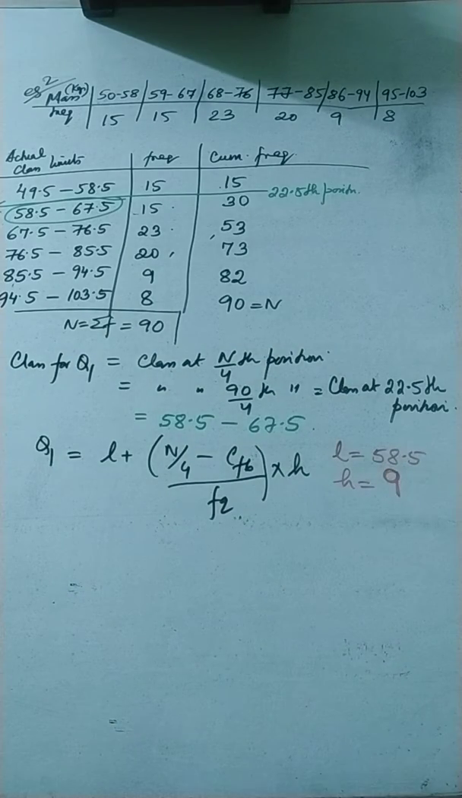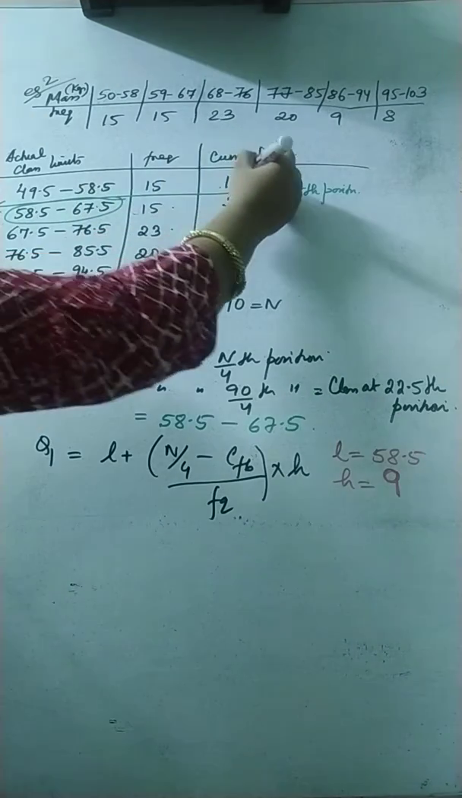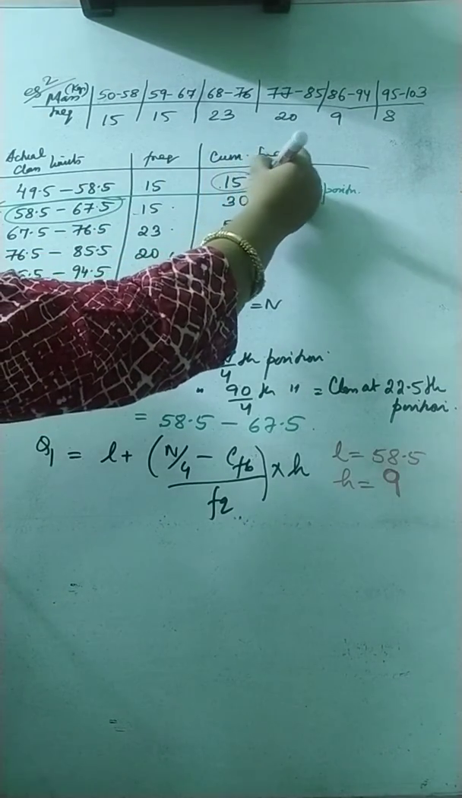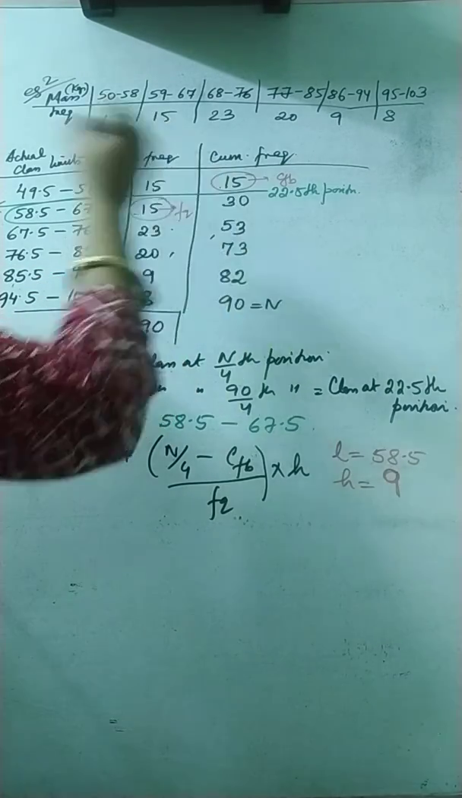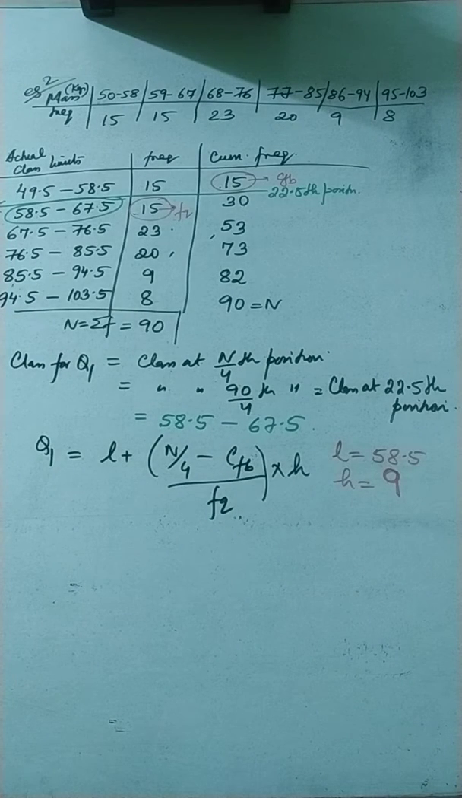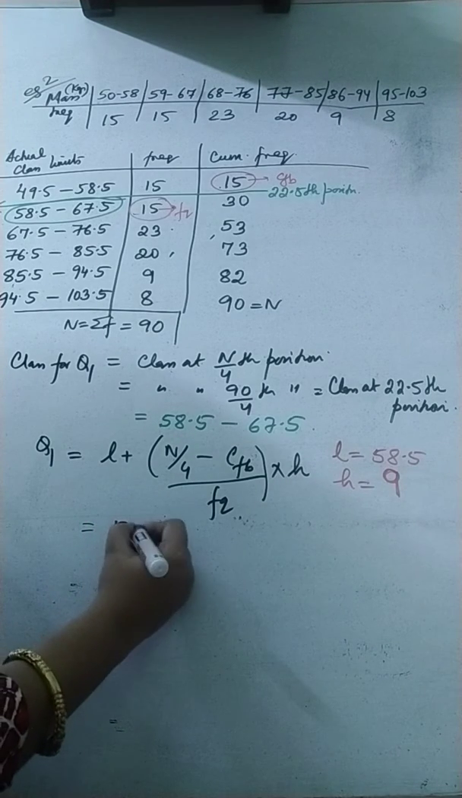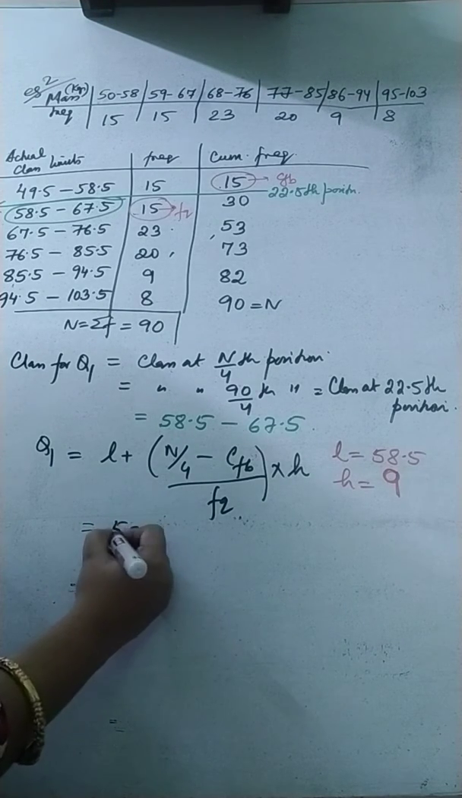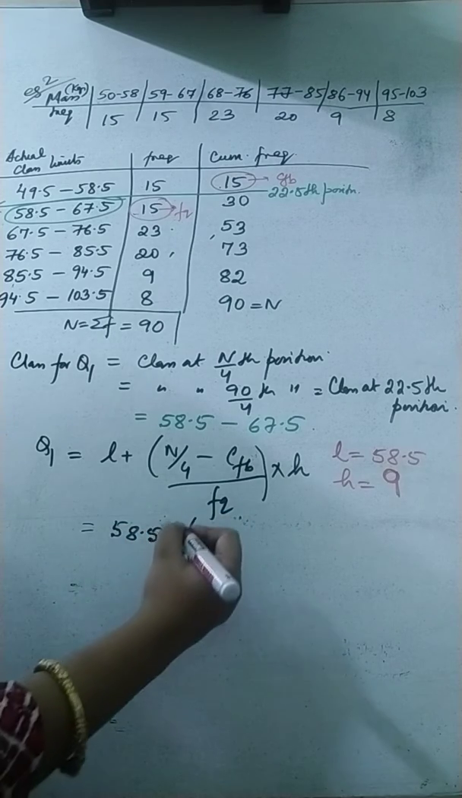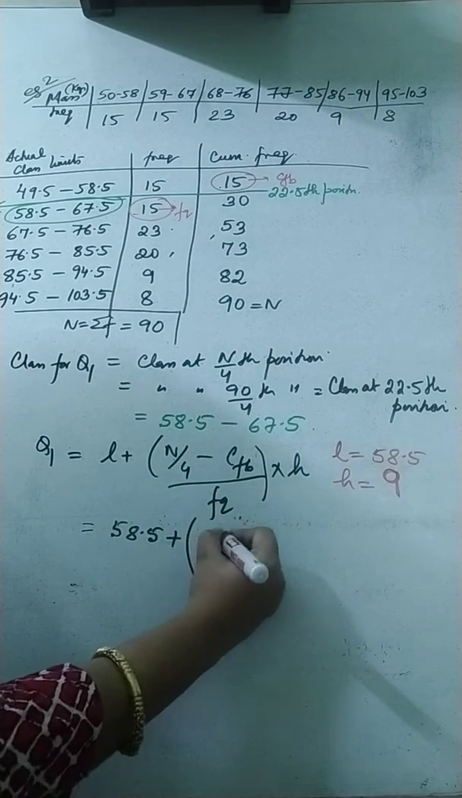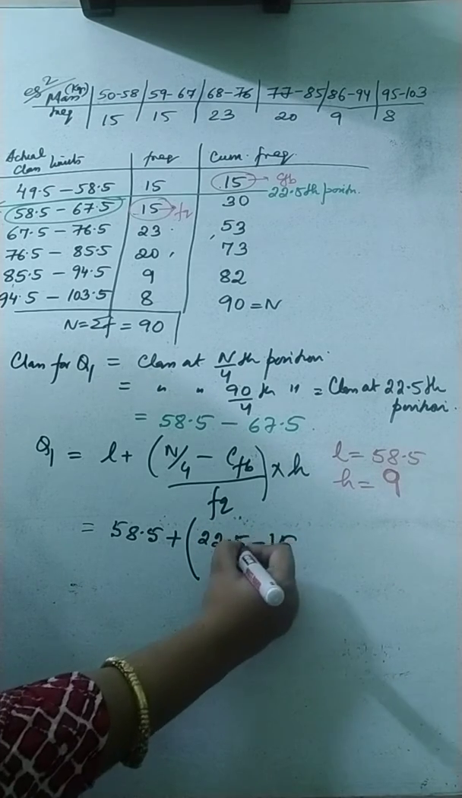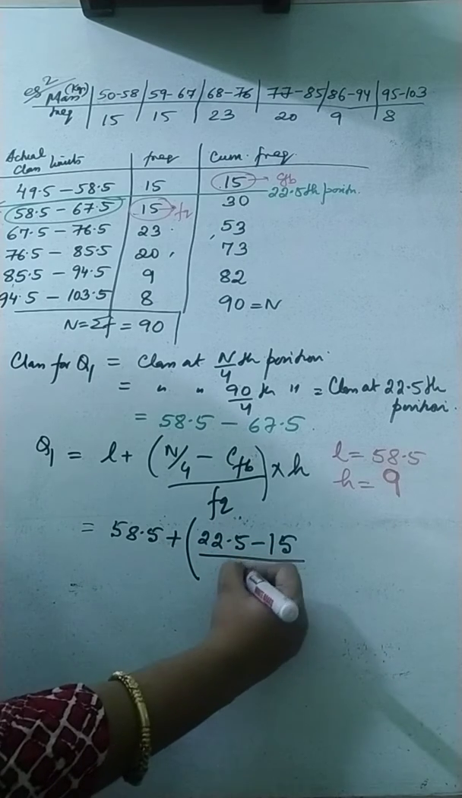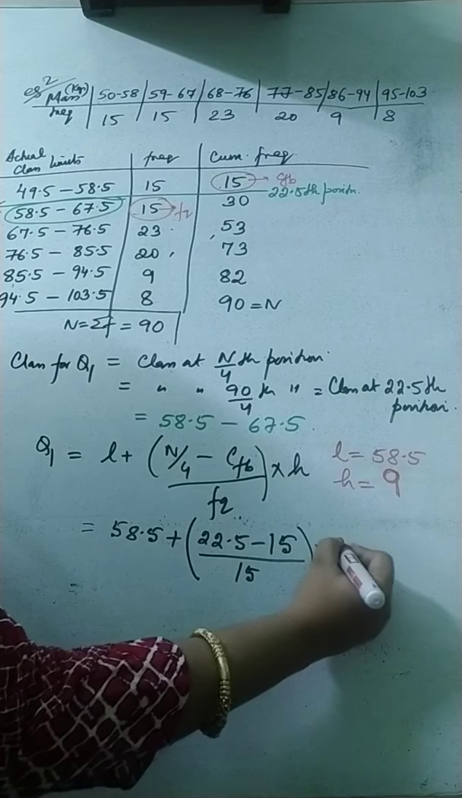And what else do we need? CFB we will see from here. This is your cumulative frequency before CFB, and this is the frequency of the quartile class for this particular case. So let us substitute those values. So this is equal to 58.5 plus N by 4, how much did we get? 22.5, so it's 22.5 minus CFB is your 15 by FQ. FQ is 15 again, and H we have found it as 9.